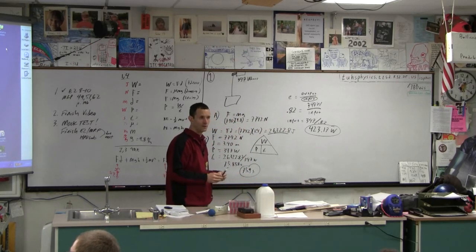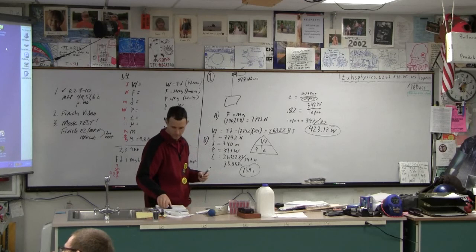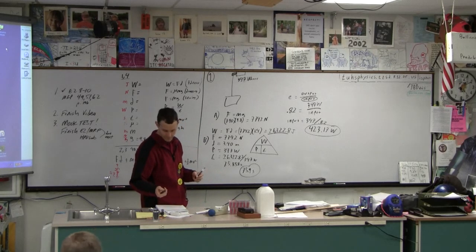So far, we're pretty good, aren't we? How do you do total energy? Oh, total energy is going to be KE plus PE. So mgh plus 1/2 mv squared.